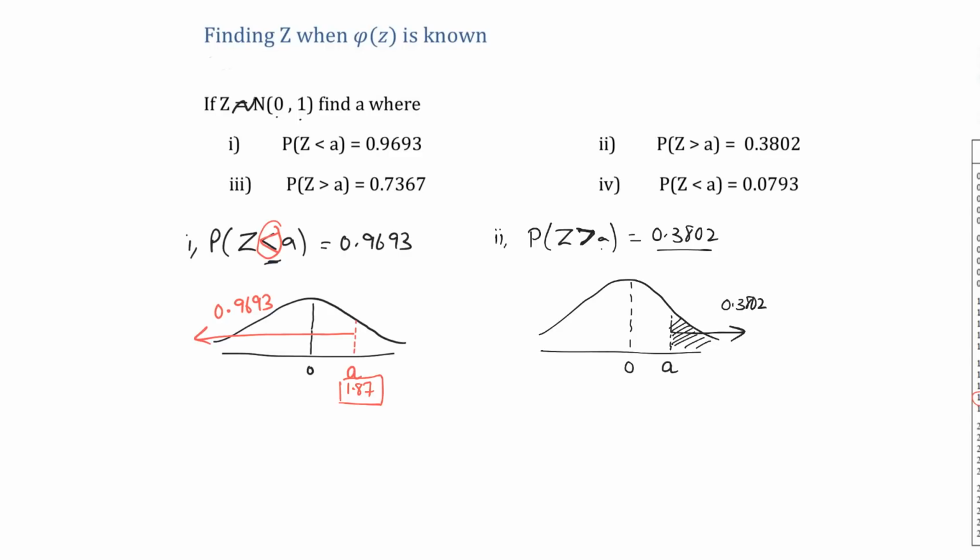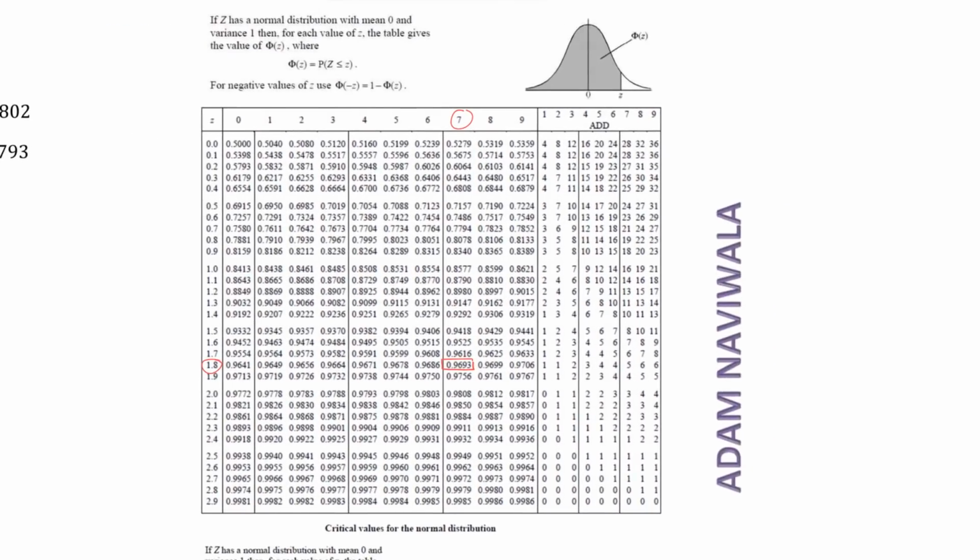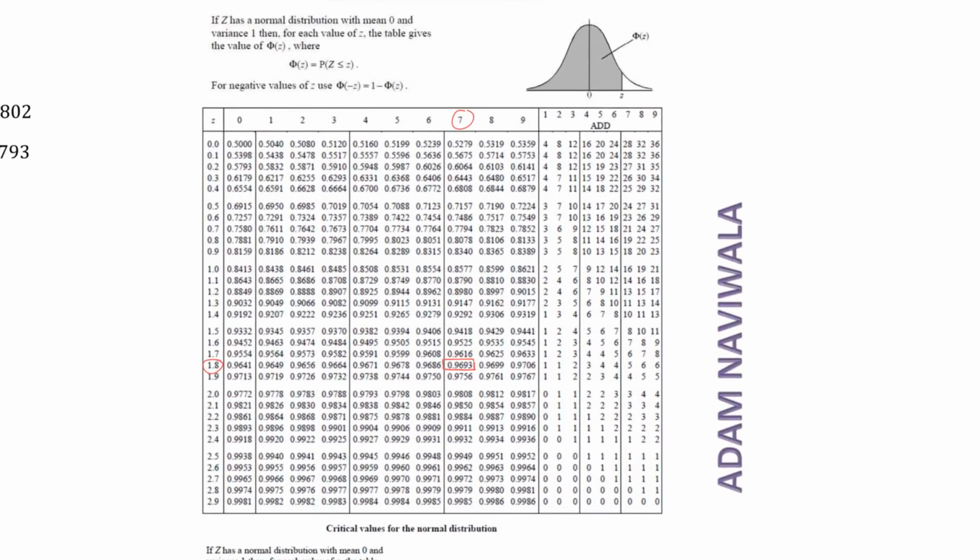0.3802. Now we know that we cannot get the Z value corresponding to a tail area from the table. So what we'll do is subtract 0.3802 from 1 to get the body area. So 1 minus 0.3802 gives you 0.6198, and now you can refer to your table and read the Z value at 0.6198. So we'll go to our table and read the value at 0.6198.